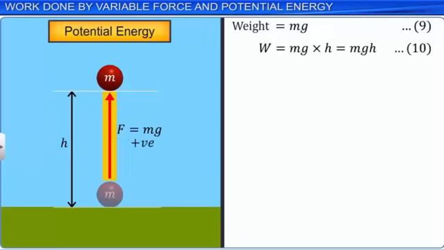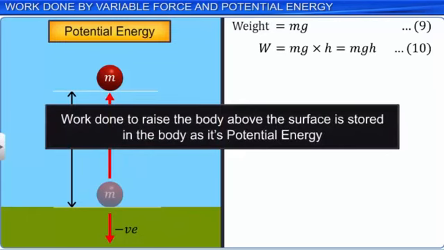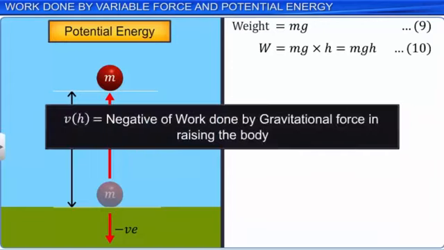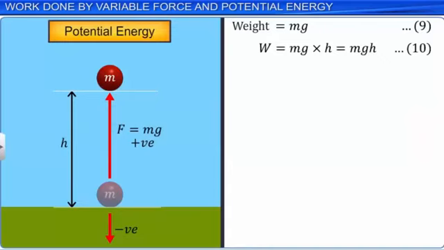Consider the upward direction to be positive. The work W done to raise the body through height h against the gravitational force of attraction by an external force is mgh. Let this be equation 10. This work is stored in the body as its potential energy. The gravitational potential energy of the body as a function of height h is denoted by V of h, and it is the negative of work done by the gravitational force while raising the body through the height. Thus, we have V of h is equal to mgh.